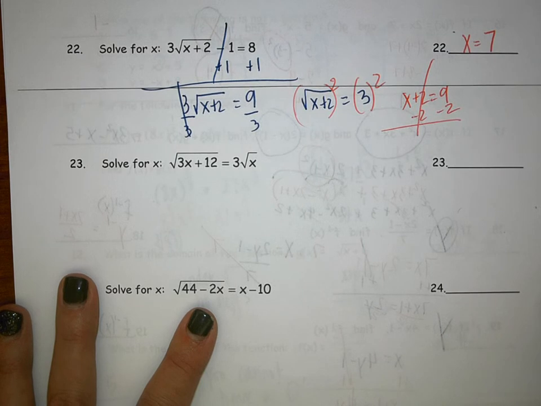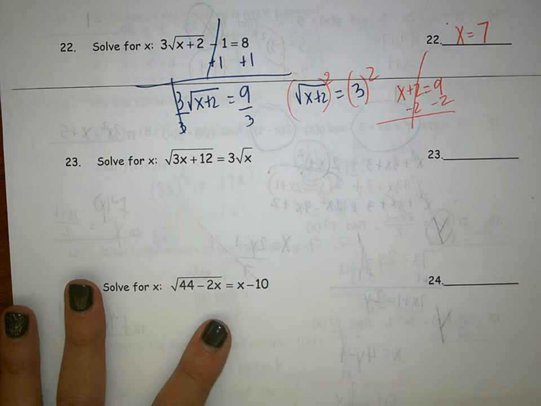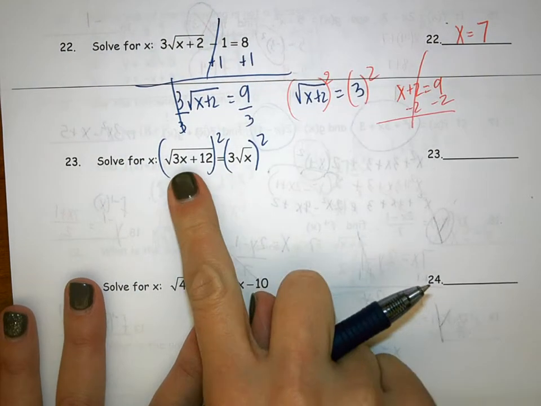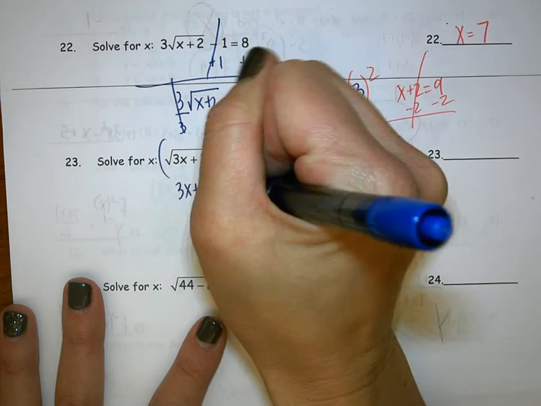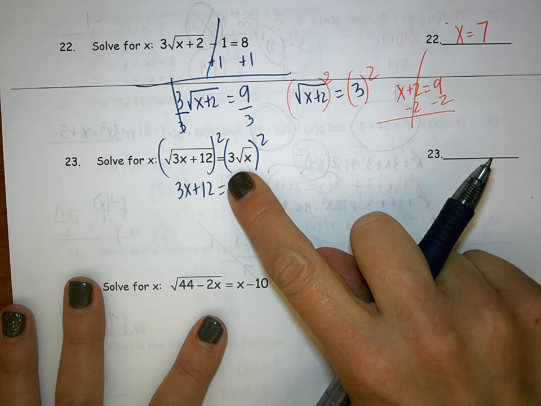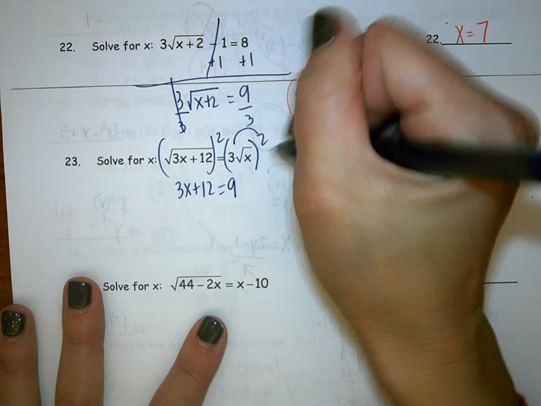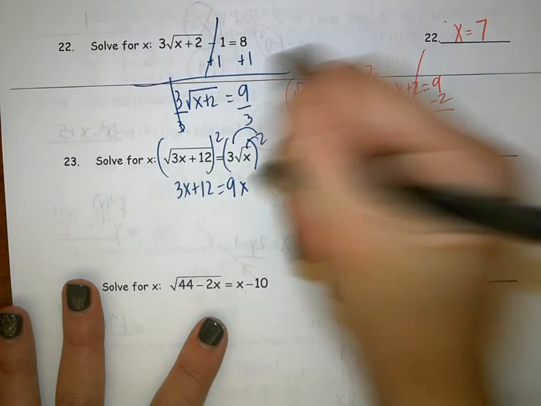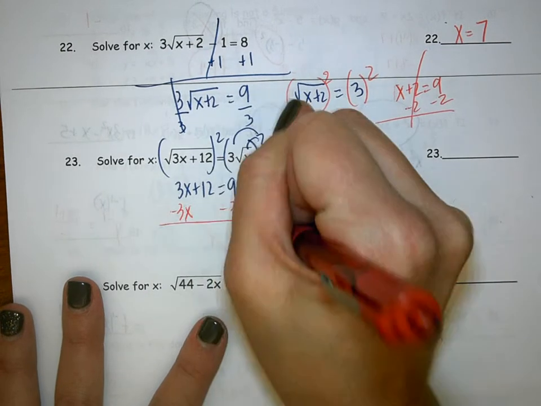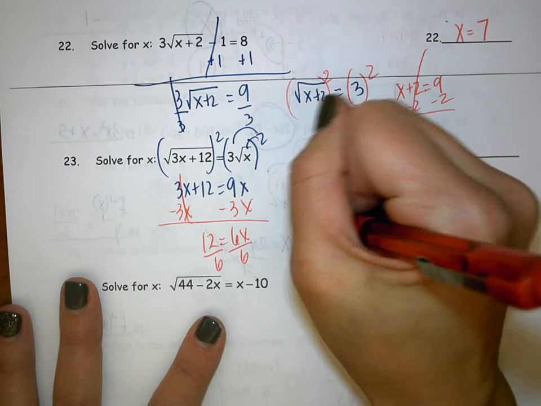Okay, 23, this is another most missed question. My square root's by itself, so I square both sides. This is where people mess up though. Okay, when I square this side, I get 3x plus 12. When I square this side, what do I get? 9x. A lot of people write it as 3x, which is wrong. You have to square the 3. It's not under the root. So you get 9, and when you square the root x, you get x. Then to solve now, we subtract 3x to both sides. 12 equals 6x. Divide by 6 to both sides, and x equals 2.